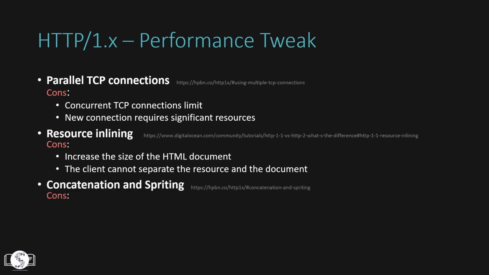The third one is concatenation and spriting. It is a technique to bundle multiple resources into a single network request, which reduces the network overhead cost. Concatenation means multiple JavaScript or CSS files are combined into a single resource. Meanwhile, spriting means multiple images are combined into a larger composite image.